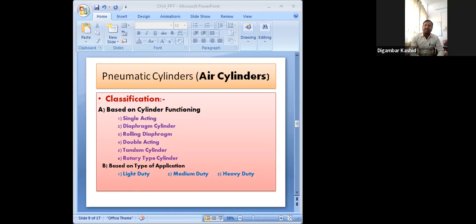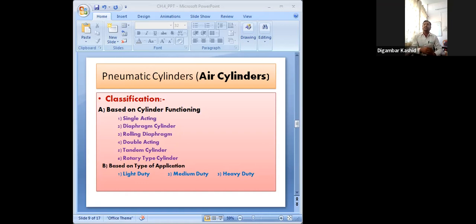Then based on the cylinder action, or you can also call it the cylinder function, these air cylinders are classified into basically two types. One is the single acting cylinder, and second is the double acting cylinder. And further, based on other types, here we have the diaphragm cylinder, rolling diaphragm cylinder, then tandem cylinder.